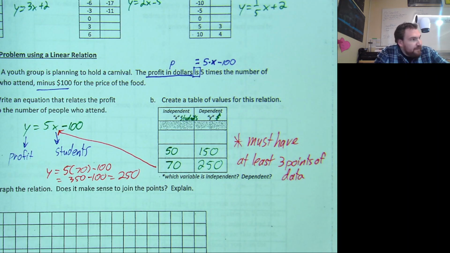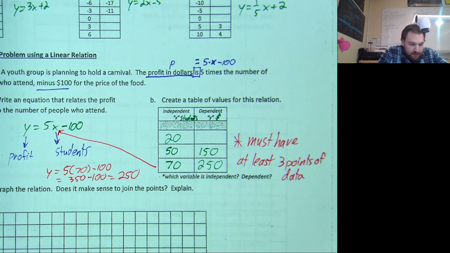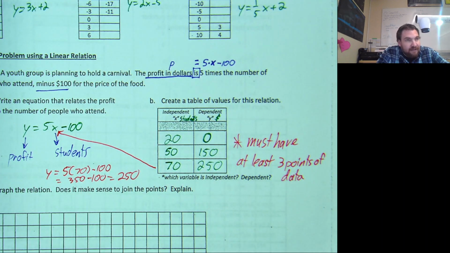And then the last one, let's pick a value on the other side of 50. 20. Sure, 20 works. What's my profit going to be if 20 kids show up? 0. We have broken even at that point. Anything less than 20 kids showing up, we have a problem. So, let's graph it.